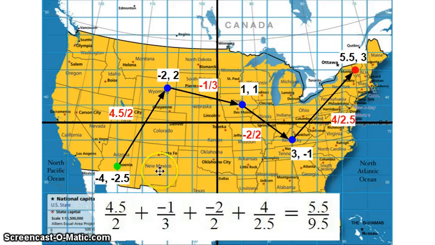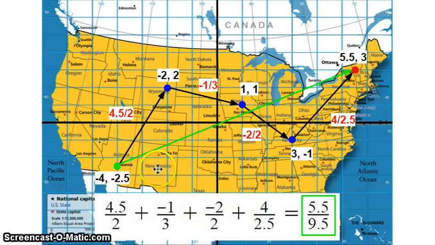So to get that, you'd want to take the rise over run of each vector from each point, and you want to add them together. So here, 4.5 plus negative 1, etc. And then that would make a resultant vector of 5.5 over 9.5. That would look like this.